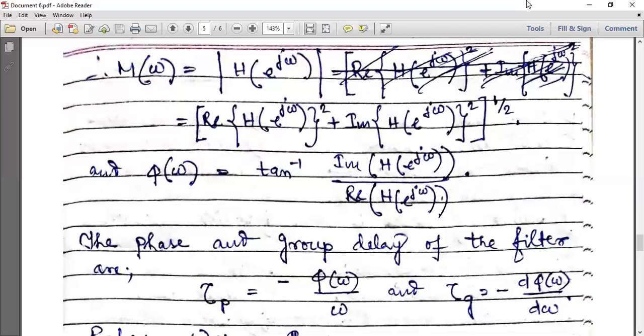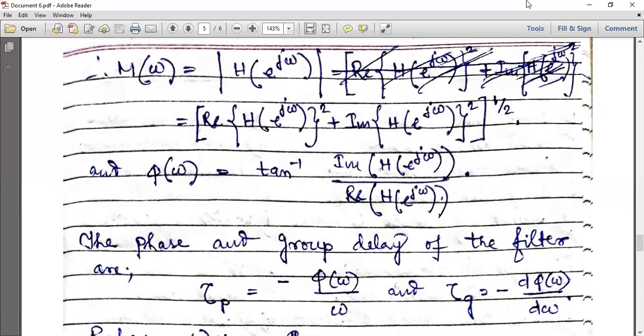Phase response of a plus ib is what? Tan inverse of b by a, isn't it? So same case here also: tan inverse of the imaginary part of H of e to the power j omega by the real part of H of e to the power j omega. Clear? You can just correlate. It's very simple. Now come to the delay.